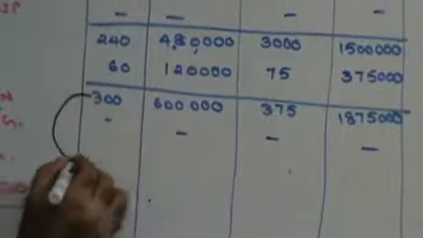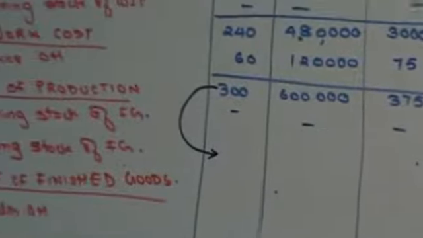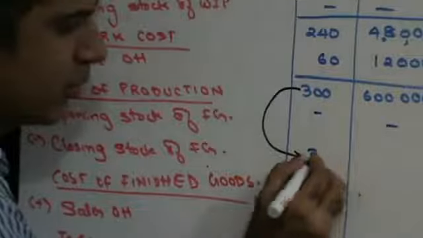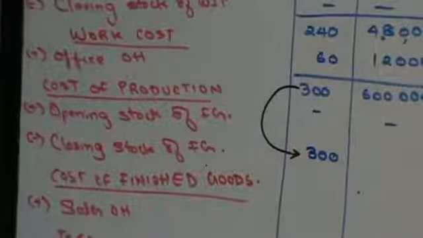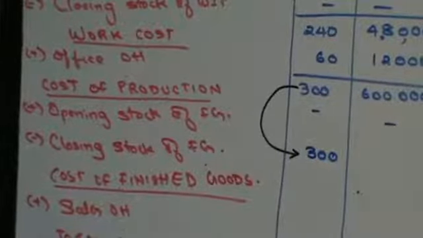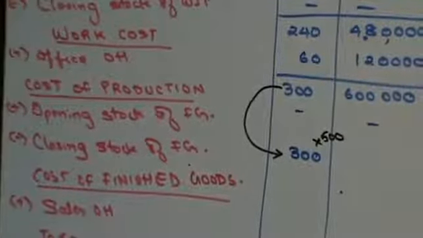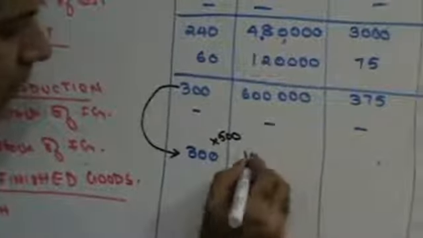Guys, see this. First thing what you have to do is copy this figure down here as it is. Copy this 300 down here as it is. Copy the cost of production down here as it is. So 300, multiply it by the number of units unsold. 2,000 units were produced, 1,500 were sold. That means how many are not sold? 500 are not sold. So this is 300 into 500, 1,50,000.